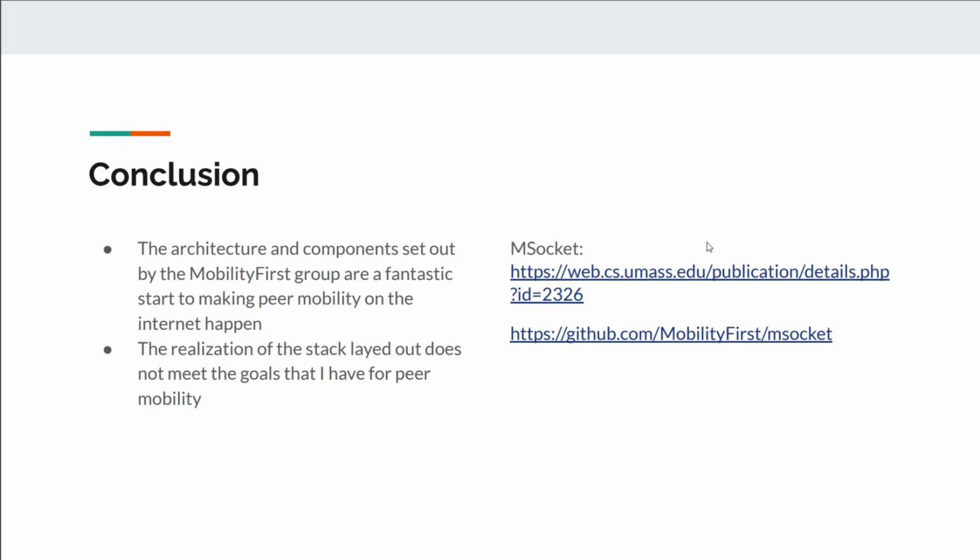In conclusion, the architecture and components set out by the MobilityFirst group are fantastic. I mean, this has really paved the way for us to add mobility to the internet. This realization of the stack isn't perfect, but it is good enough to play around with, and I've included the GitHub link and the technical report, which I'm basing this presentation off of, to the side. Thank you.